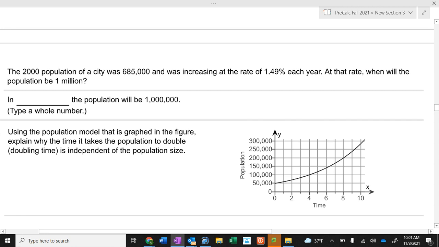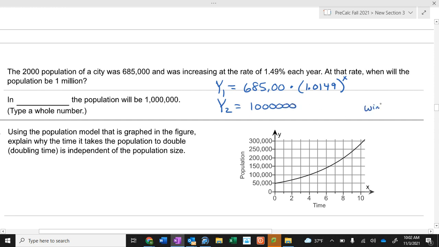At what time will the population be 1 million people? This is what I would do. I would put this on the graphing calculator. My Y1 would equal 685,000 times 1.0149 to the x power. And then under Y2, you'd write 1 million.